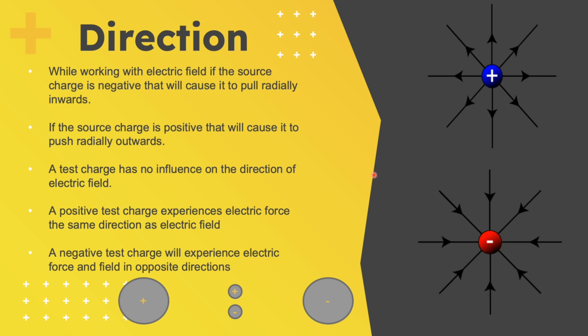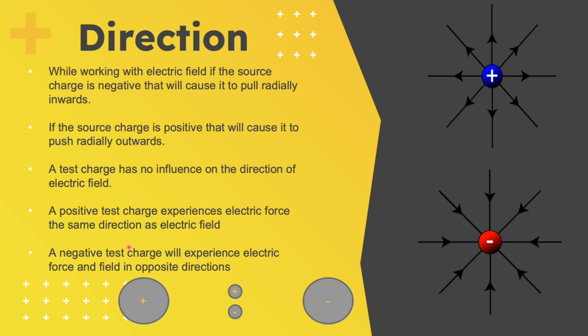Another important fact that needs to be remembered is a test charge has no influence on the direction of electric field. So if my red dot, for example, was a test charge and it was positive, it would have no effect on the electric field. All that matters is your source charge.